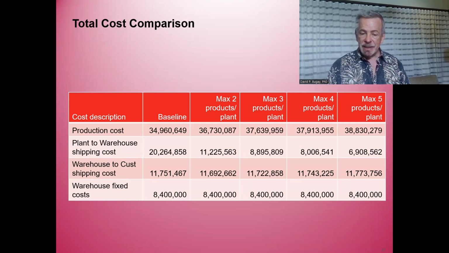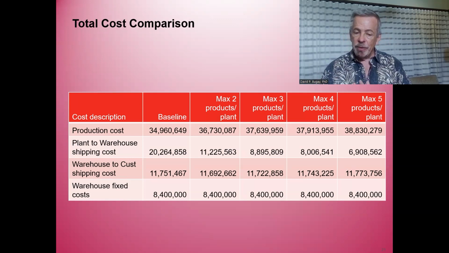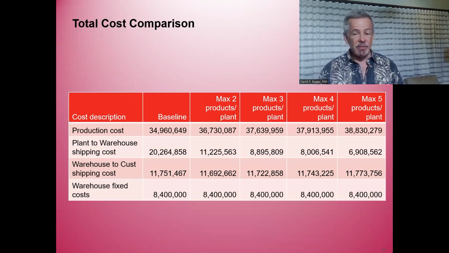So look at the baseline. Can you do 2? Can you do 3? Can you do 4? Can you do 5 products in each plant? Your production cost is certainly going to be higher because no matter what happens, you have to have that flexibility. You have to be able to stop and do a setup change. Sometimes you don't even have to stop. Sometimes you can push a button and boom, the tooling changes just like that because of the new technology we have.